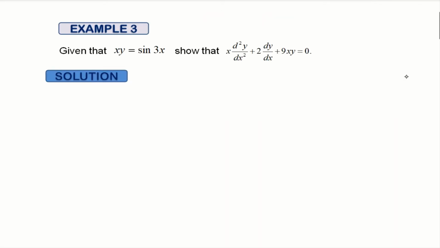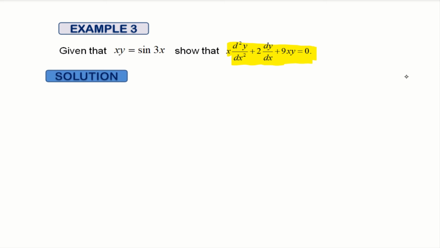Now let's move to example 3. Given that xy equals to sin 3x, show that x d2y over dx square plus 2 dy dx plus 9xy equals to 0. So the question asks to show this one.